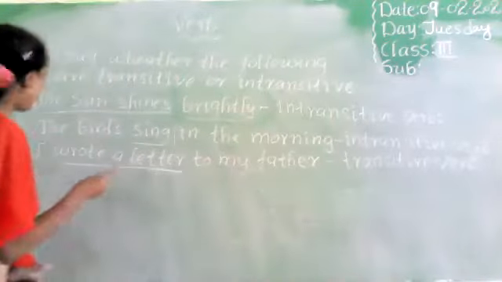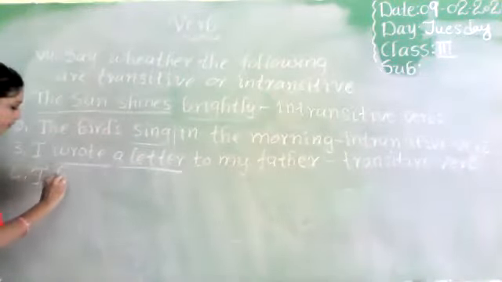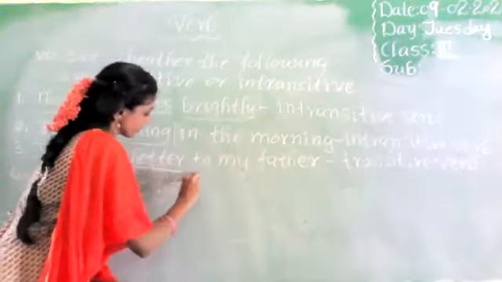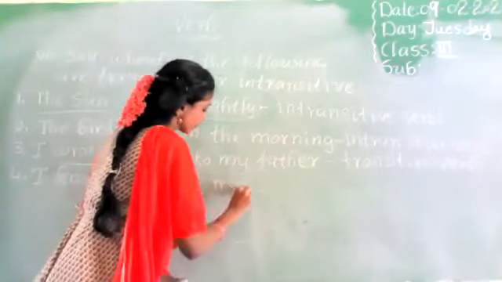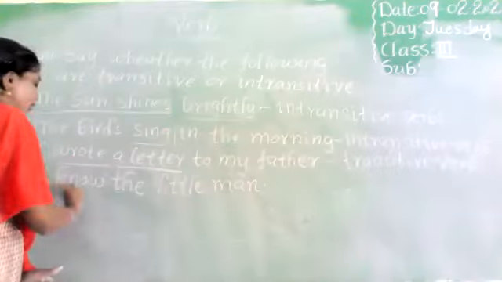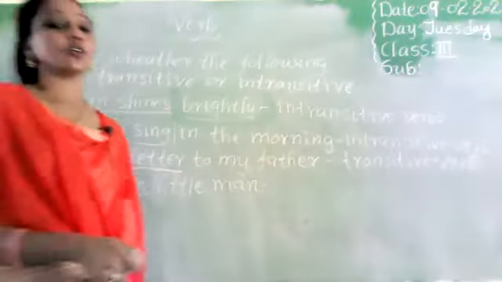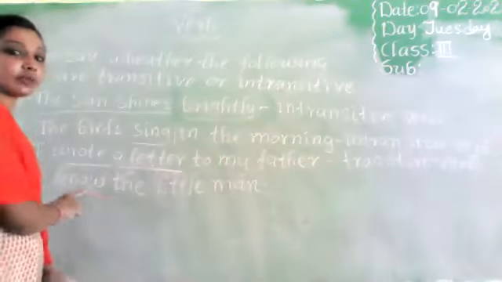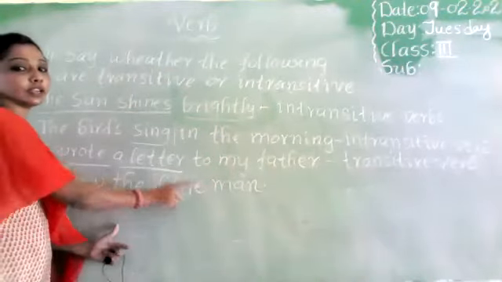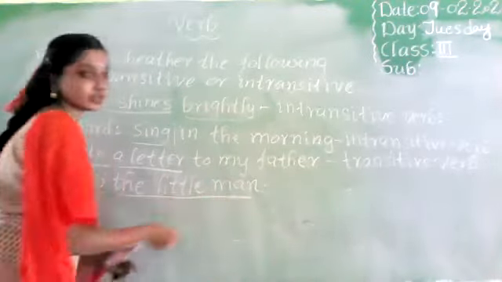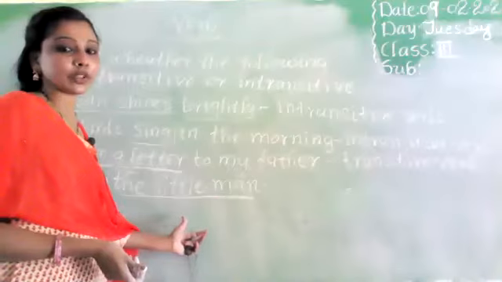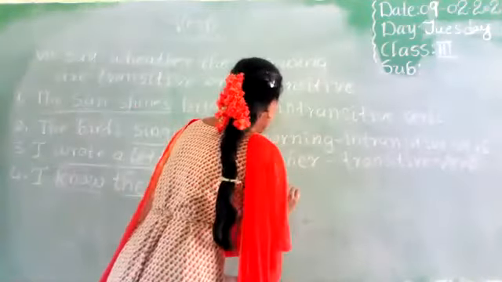Okay. Next one. I know the little man. I know. So I said "I know." What do I know here? It is not giving the full meaning. So, I know the little man. It needed an object. So the verb is called a transitive verb, not an intransitive verb. This is a transitive verb.